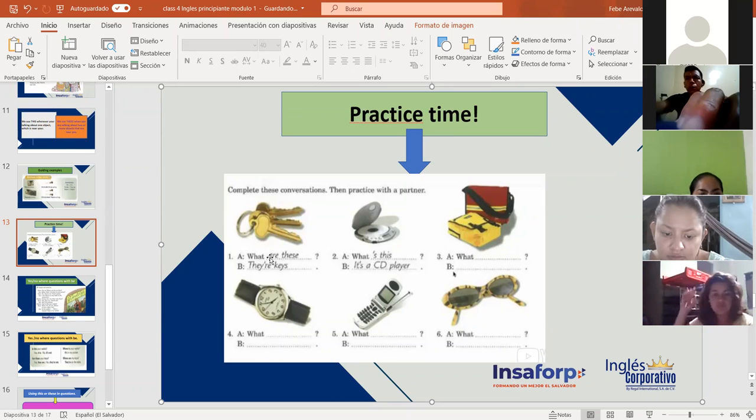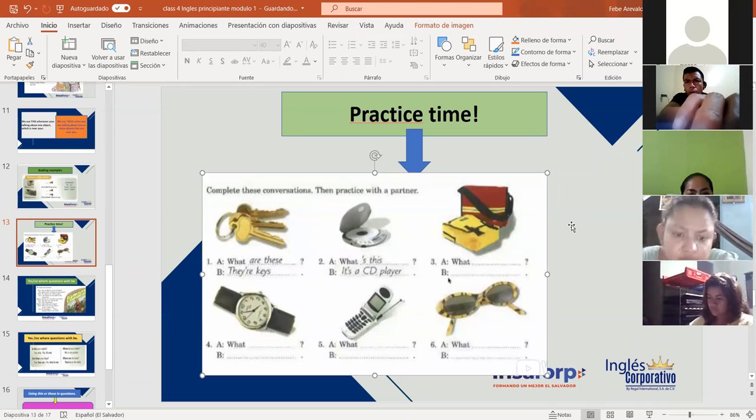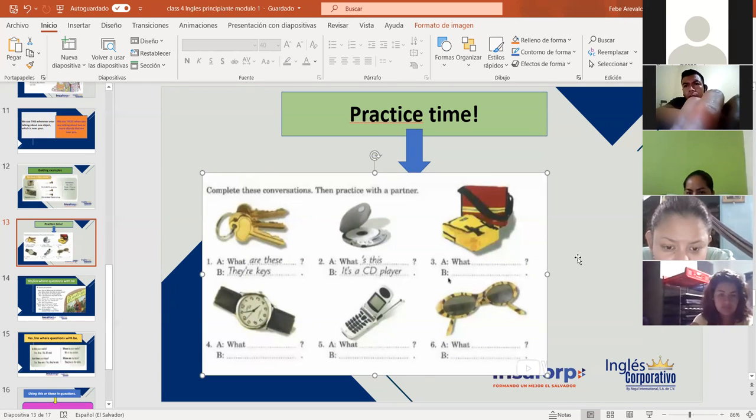Maria Teresa, please read number one. Just read it. Number one, what are these? They're keys. Excellent, very good, thank you. Janira, number two, please. What's this? It's a CD player. Excellent, very good. What's this? It's a CD player, excellent. Remember everyone, thank you Janira.